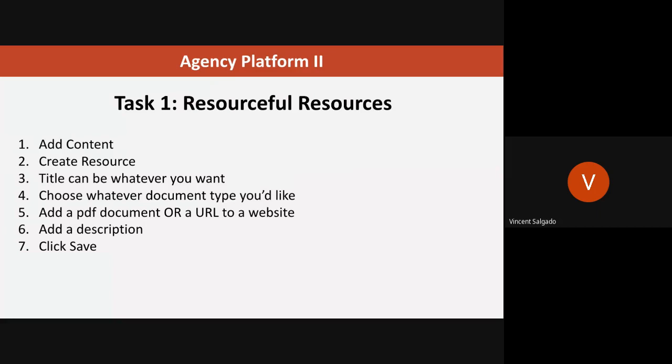What we want to do is add content. We're going to create a resource. The title of the resource can be whatever you want. You can choose whatever document type you want, whether that is policy or whatever, just for test purposes. Then add a PDF document that you may have on your computer, or just use a URL to a website. When you do that, add a description and then click save.